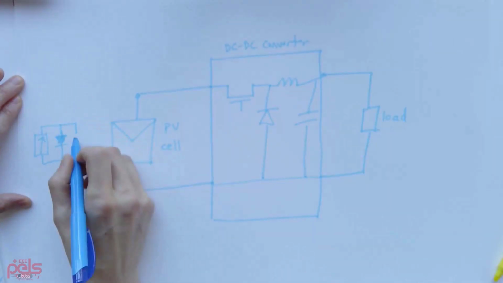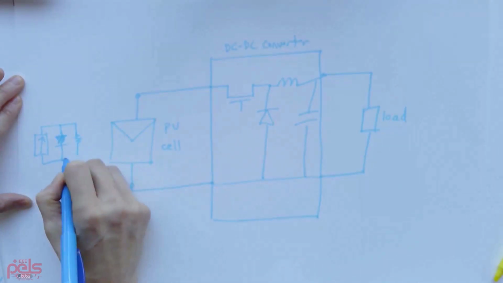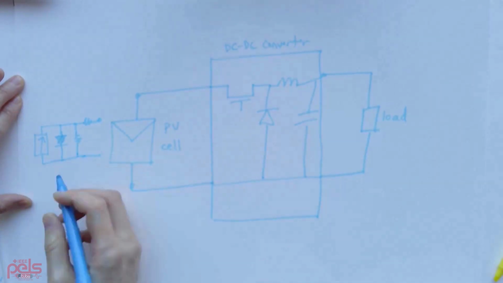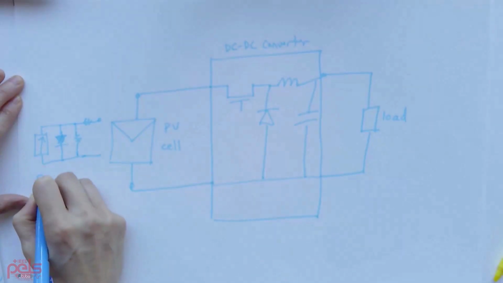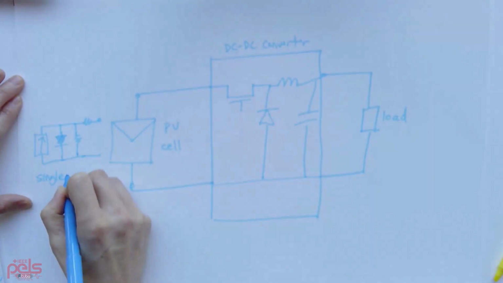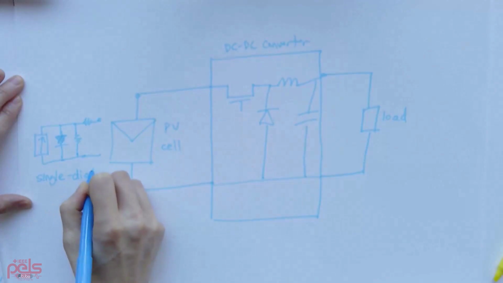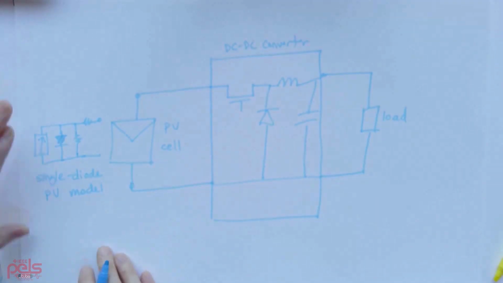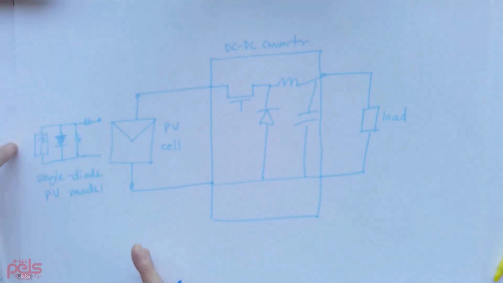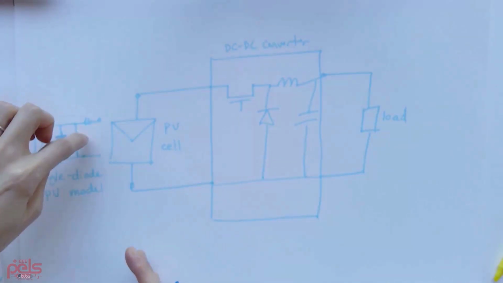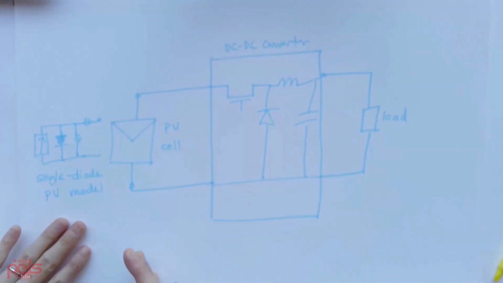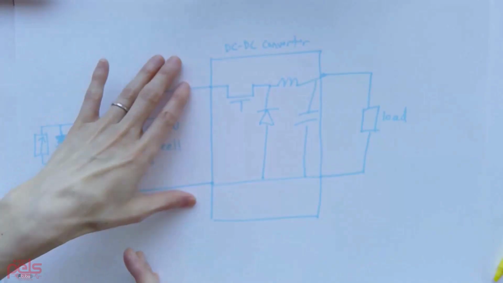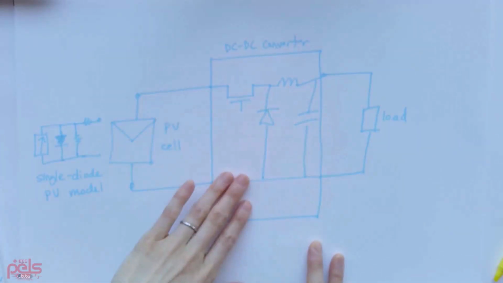And I'm going to draw a few additional resistances that are often modeled. And you can look this up. This is called the single diode PV model. But as you can see, it's just our ideal model with some additional resistances. So we can model that as the photovoltaic cell. That's what's inside of here. And then we can model our converter around it.